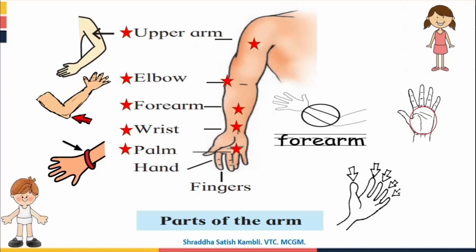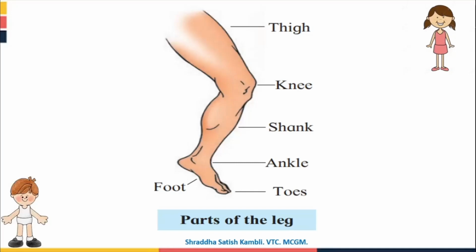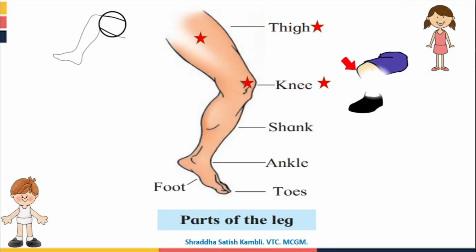Now when we talk about limbs, I told you our body is divided into head, torso and limbs. In limbs you have the arm and then you have the legs. So come on, let us look at the parts of the leg here. So see, this is the thigh. Come on, all of you, touch your thigh. This part of your leg is called the thigh. And then you have the knee here. Knee means the ghutna. And then you have the shank. See, this part of your leg is called the shank. And then you have the ankle.